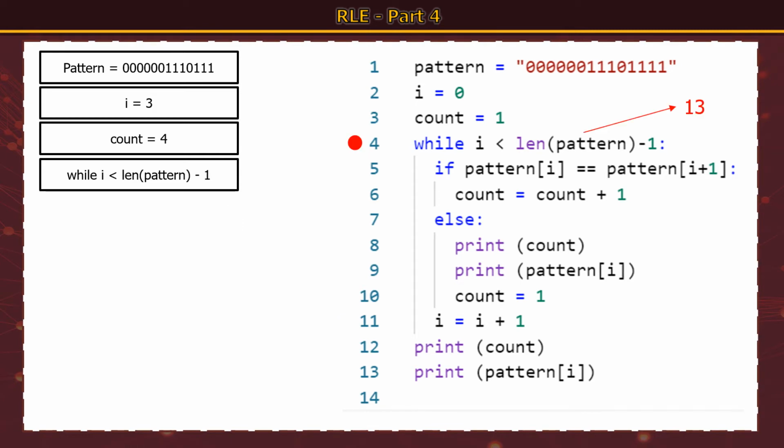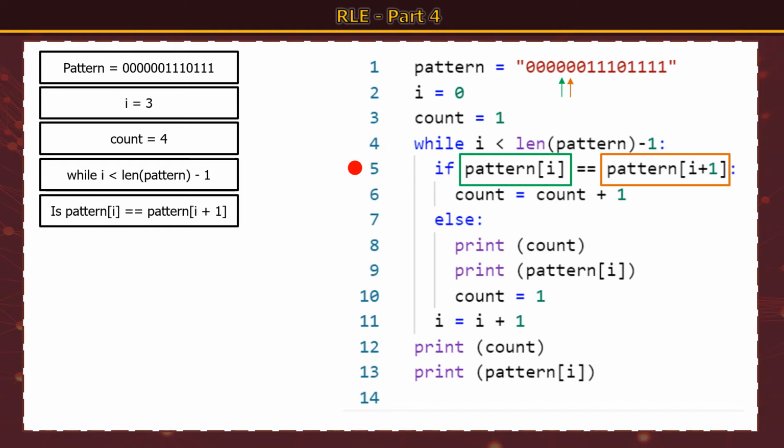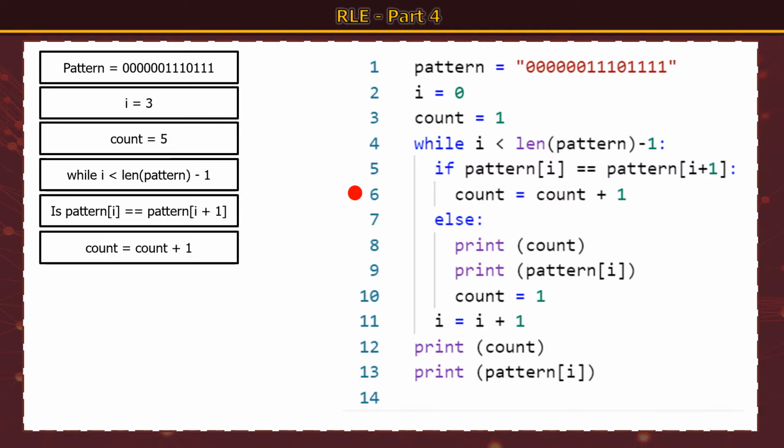Once again, we go round the loop, because we're stuck in this loop until the condition is met: while I, which is 3, is less than 13. Well, it is, so back down to line 5 again. So now we're looking at index 3 and index 4, and both of those are 0. So is 0 equal to 0? It is, so count equals count plus 1. Again, we would come down to line 11, and I equals I plus 1, so I is now 4.